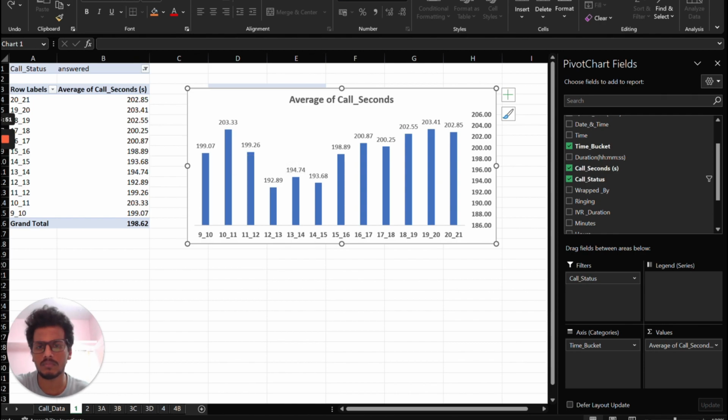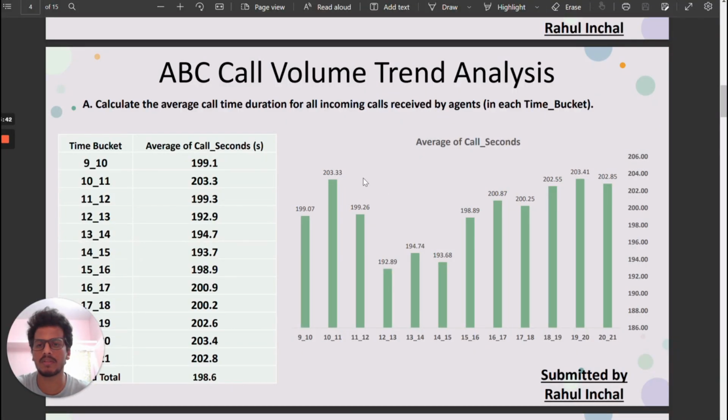So this is my first graph. What I am seeing here is that traffic is way too less in the time frame of 12 to 1 p.m., and comparatively it is similar in 10 to 11 and 19 to 20, so 7 to 8 p.m. This is the time where agents have connected to a lot of calls and talked to the customers a lot. The insight I can draw is that we can dedicate more agents to these time slots, because a lot of calls are getting connected and the average call seconds is high. Now this gives me the first answer.